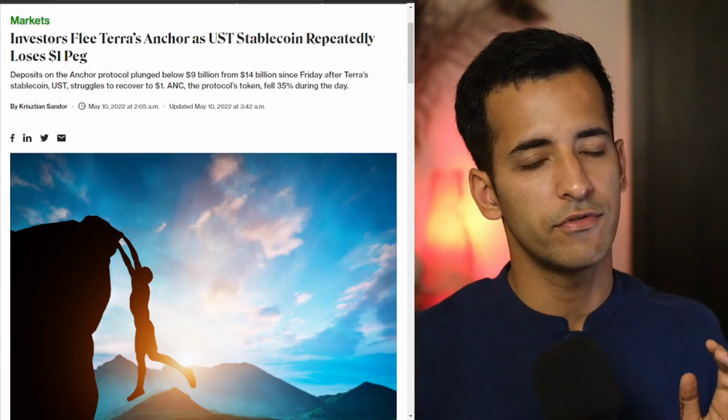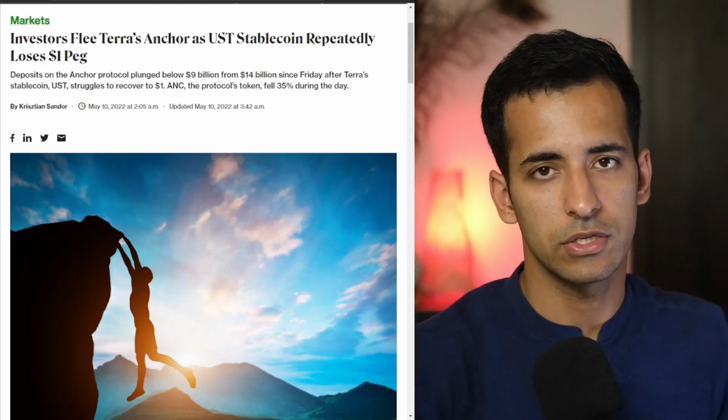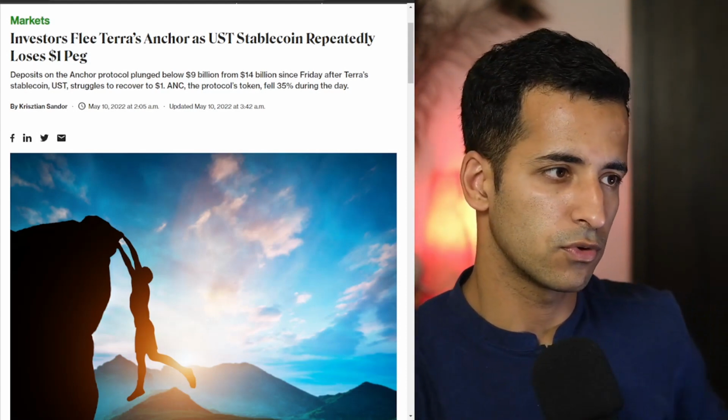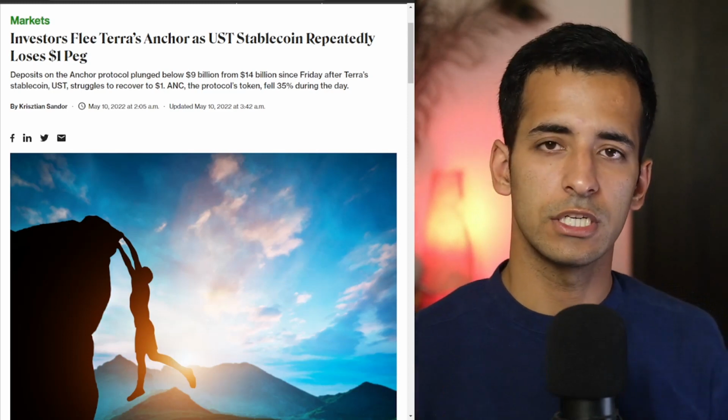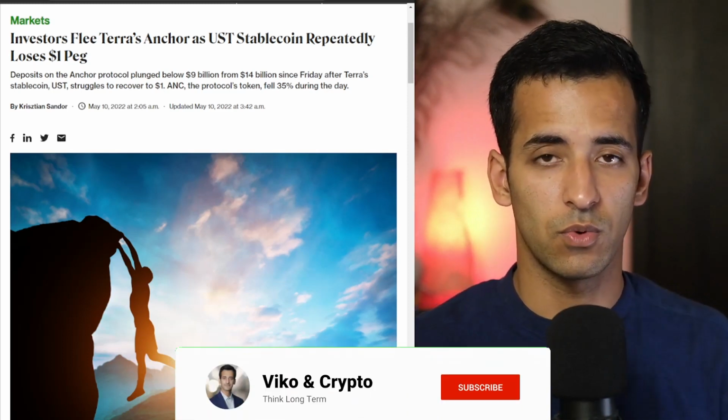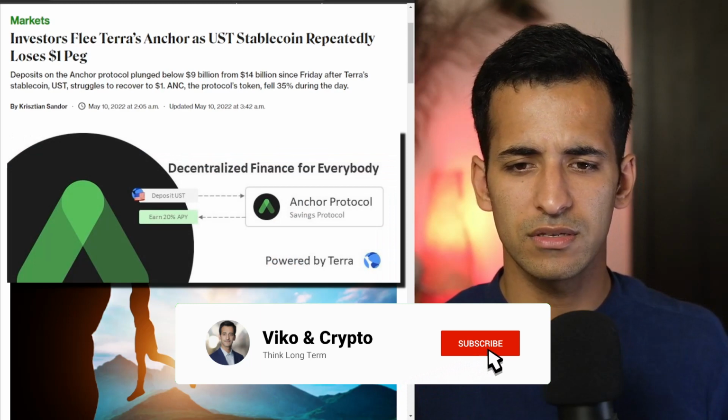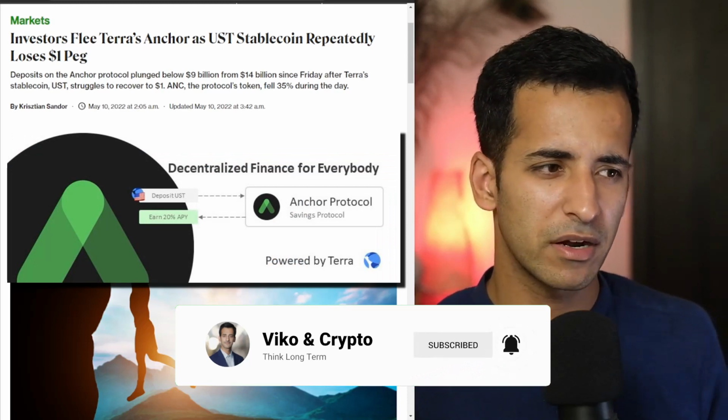Now you can clearly see that there is such a large amount of LUNA left in circulation. Every stablecoin needs utility. Like I mentioned, it was starting to be used in different DeFi protocols. One protocol where UST was getting its utility directly was Anchor protocol, which is normally an automated money market.